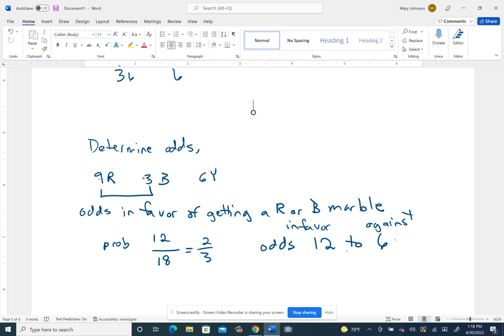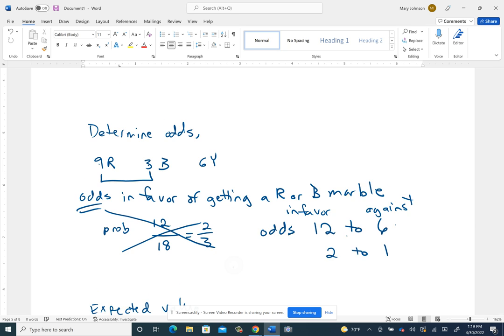And now that actually can be reduced. It's like a ratio of 12 to 6. You could reduce that. The odds are 2 to 1, right? If you simplified that. So you could say 12 to 6 or 2 to 1, right? The odds, not probability. They wanted odds. So you'd have to think about it that way.